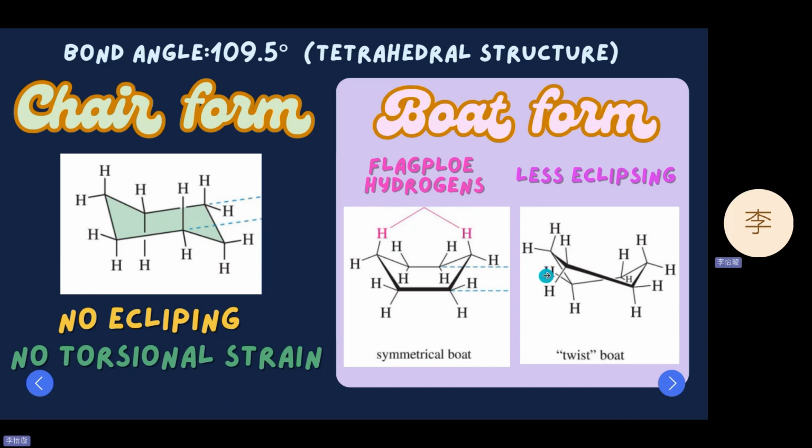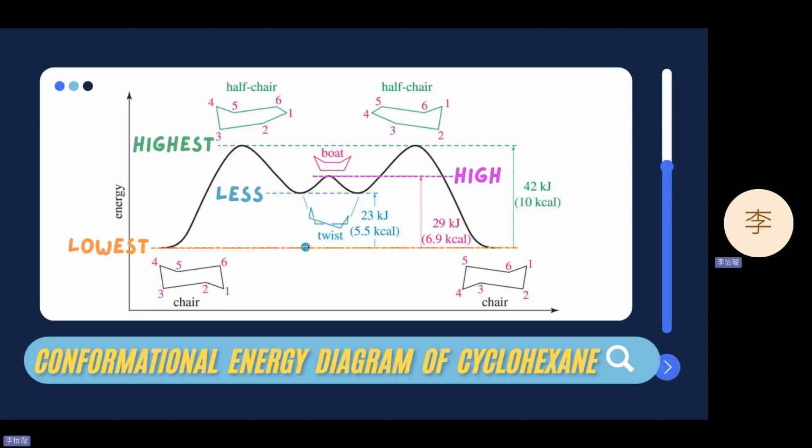Consequently, it reduces the torsional strain by separating the flagpole hydrogens and minimizing the bond eclipsing. This reduction partially lowers the energy, which illustrates why each cyclohexane conformation corresponds to a different energy level.